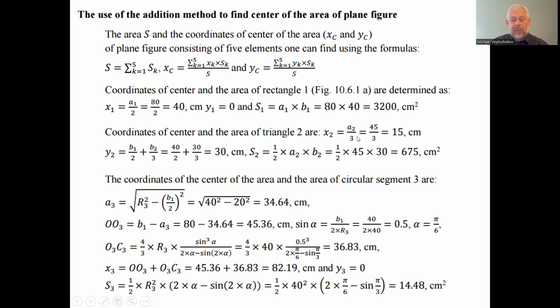The horizontal leg divided by 3, 45 divided by 3, is equal to 15 centimeters, and the other leg is just half of the width of the big rectangle plus one third of the second leg of this triangle. This is 30 centimeters. So, the coordinates of the center of the area and the area of the circular segment 3.